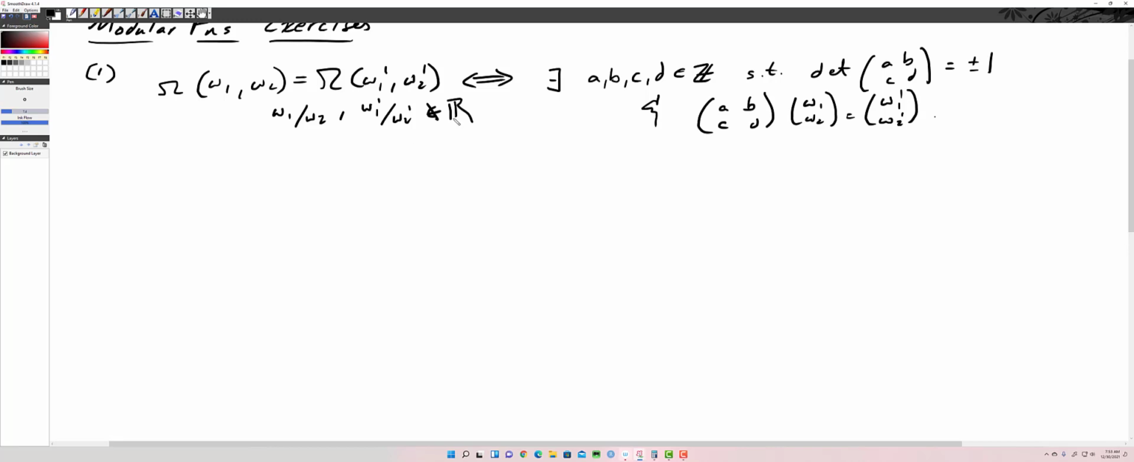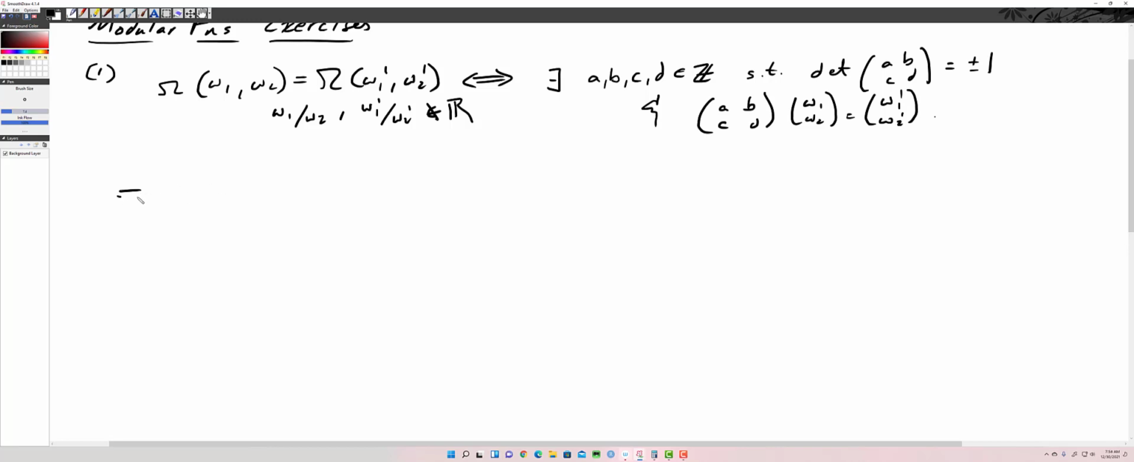Prove they generate the same set of periods if and only if there's a 2 by 2 matrix A, B, C, D with determinant plus or minus 1 and integer entries such that you can transform omega 1, omega 2 into omega 1 prime, omega 2 prime. So we'll start with this.